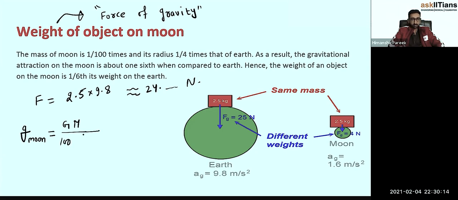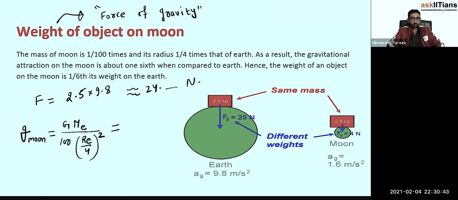What does it signify? It says that the mass of Earth is m. Let us denote it E. G is the universal constant, so it would not change. And the radius is 1/4 that of Earth. So I usually write RE square, but here I have to write R moon square. That is RE by 4 whole square, right? So now what will we be getting?